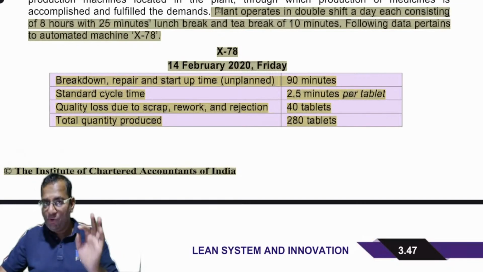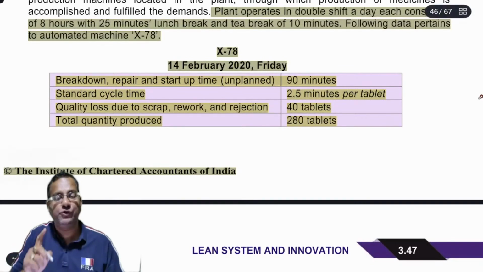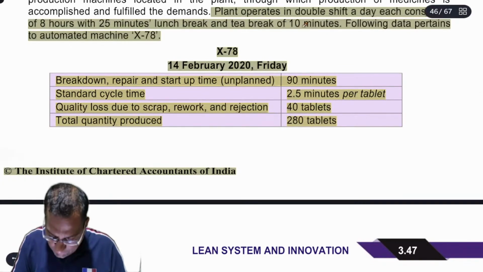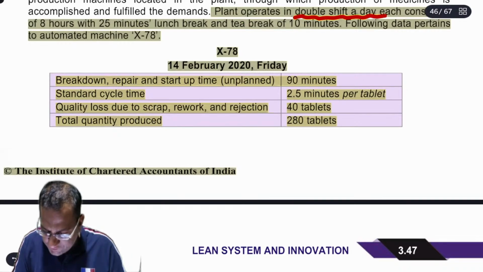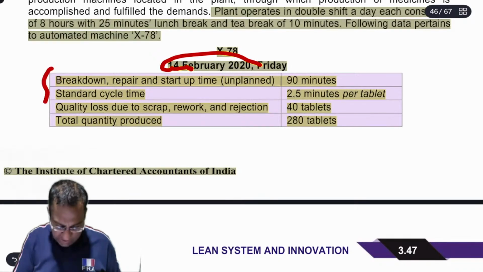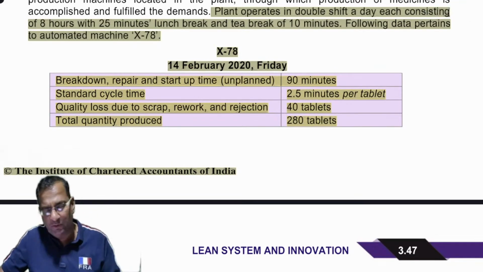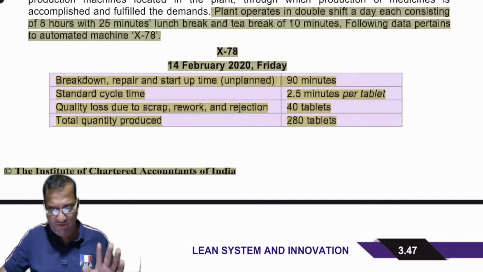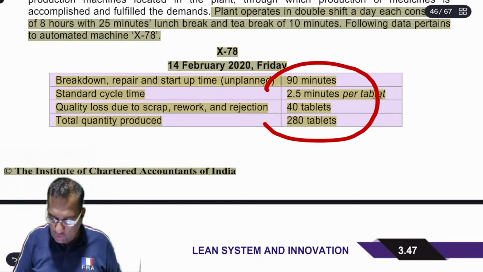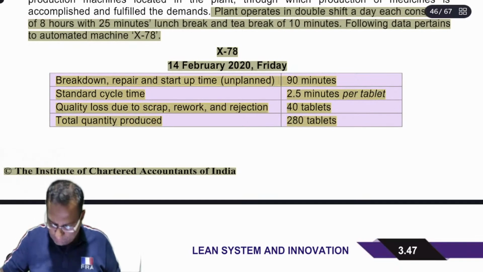The most important tricky point in this particular question is that there are 2 shifts in a day. Plant operates in double shift in a day, and this data has been given for a complete day of 14 Feb 2020. So this data is related to 2 shifts and not a single shift. So this is the most important point. Apart from this, it's a very, very simple question. Nothing special about such a question. Since the data is given on a per day basis, all the calculations should be done on a per day basis. That will be better.